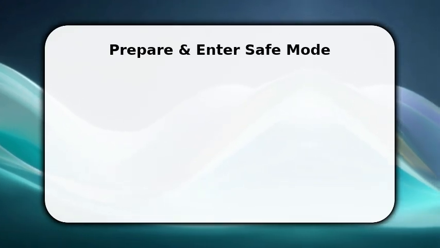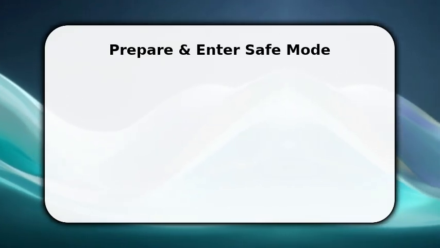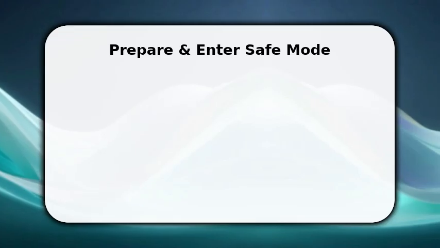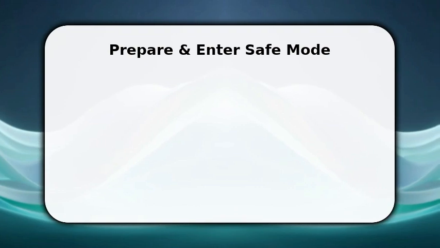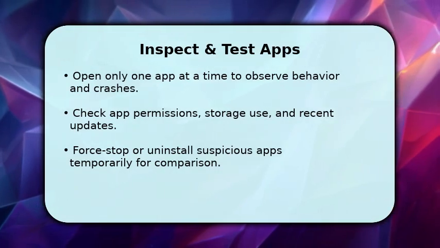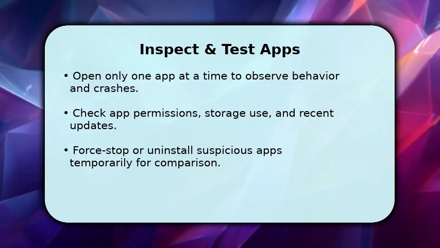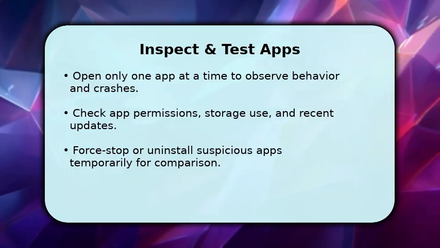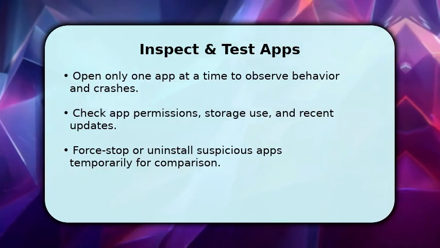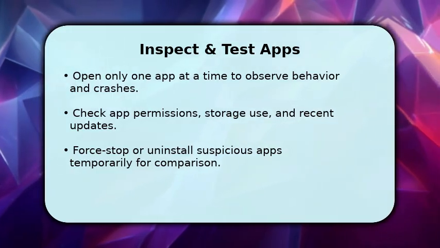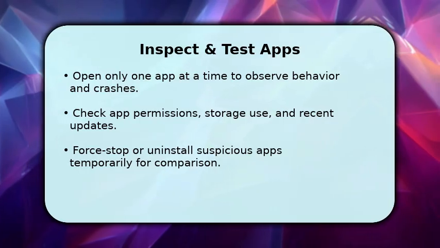This step prevents system changes from causing data loss and gives you a clean environment to diagnose app-related problems without background interference. Once in safe mode, open one app at a time so you can see exactly how each behaves without other services running. This isolates the cause. You should check permissions, storage, and whether a recent update coincides with the issue, because those often explain faults.